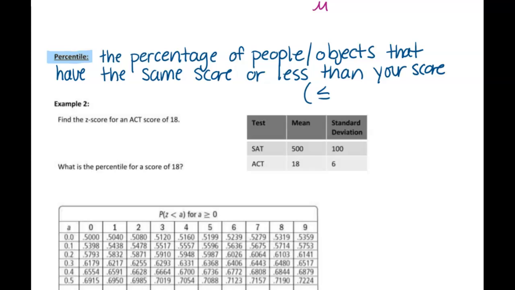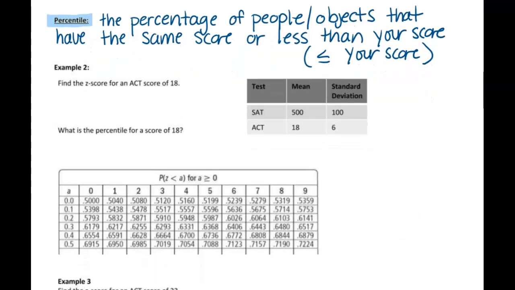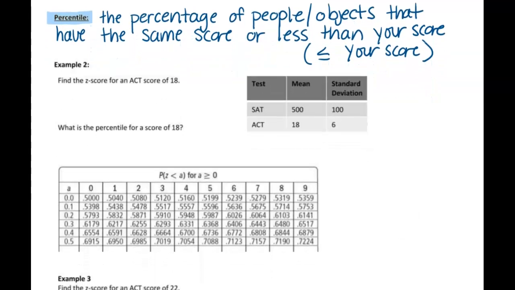So less than or equal to your score. So first, let's find the z-score for an ACT score of 18. So we did this before. So as far as calculating z-scores and the ACTs, z is going to be our 18 minus our mean, which is 18, all over our standard deviation of 6. This is 0 over 6, which is 0.